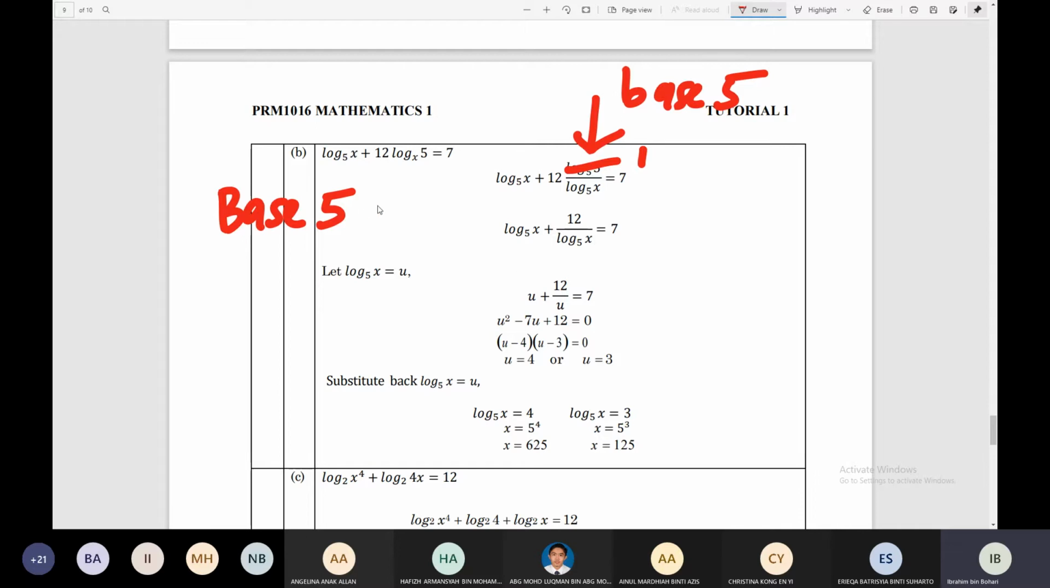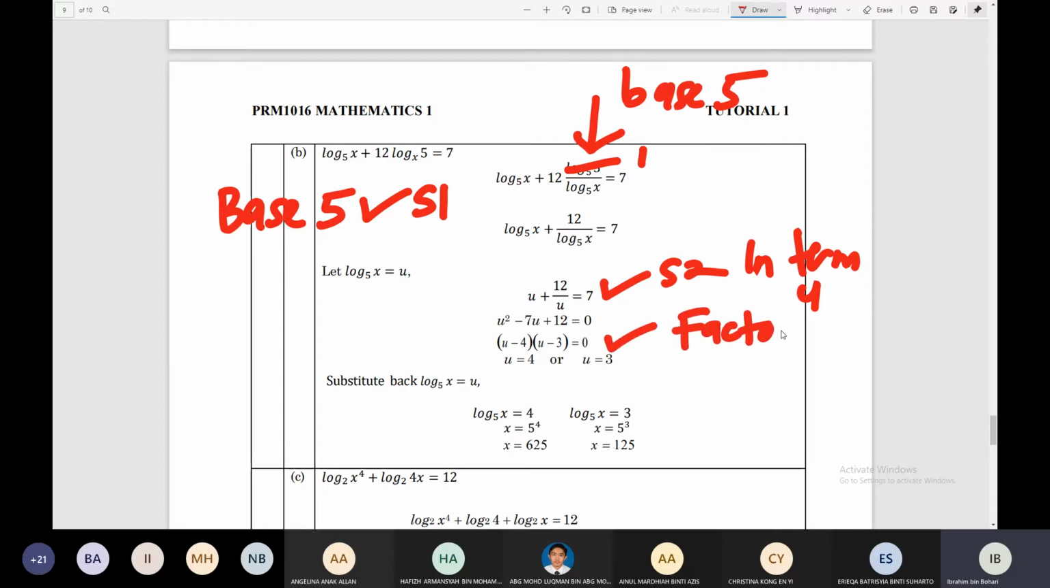And write down the equation in terms of u. Ini sama macam tadi, step 1. This one saya tunjukkan step saja. Okay, so u plus 12 over u equals 7. And here factorize the equation, step 3. And then step 4, find the value of u. u equals 4 and u equals 3. This one is find u. And last, you find the value of x.